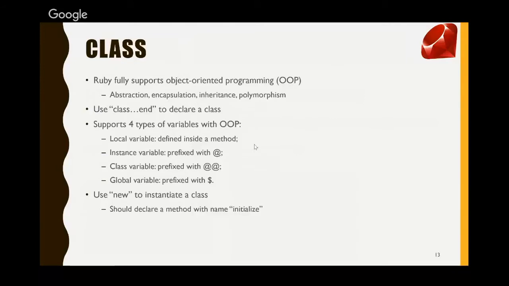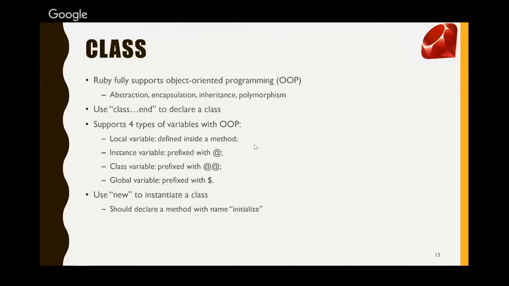The OOP in Ruby is also a little bit different. Still, we do not have the curly braces there. In a method, you need the def and end. In a class, you just need the class and end.